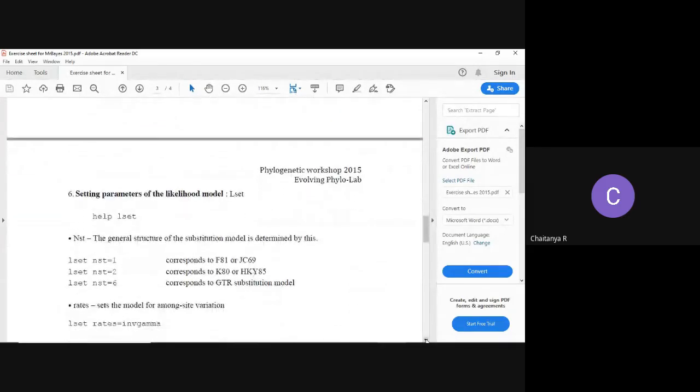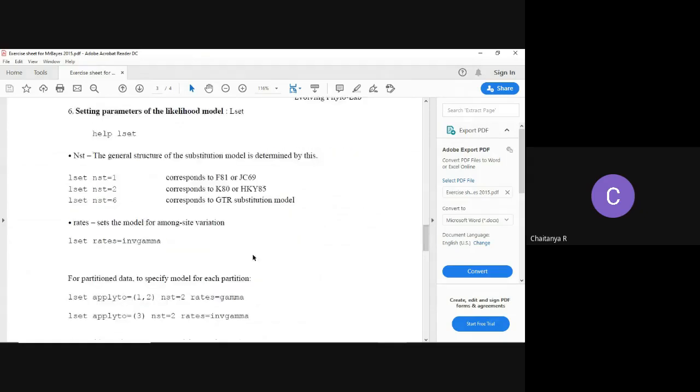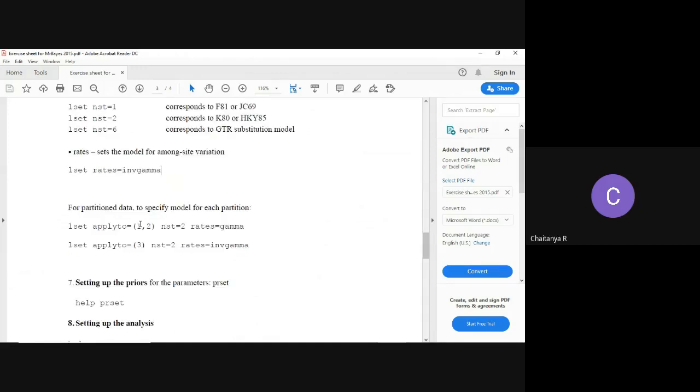Next, I go back to the exercise sheet. Okay, so the next command is to actually assign models to each partition. Okay, it is done using the lset command that I'm highlighting right now. Okay, so there are 3 options: nst is equal to 1, nst is equal to 2, nst is equal to 6. And with lset, in case you want to do the GTR plus I, for example, you can say lset rates is equal to invgamma. Now, how do we invoke this, right? This is how we do it.